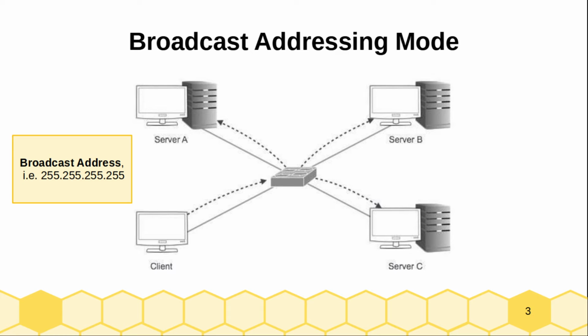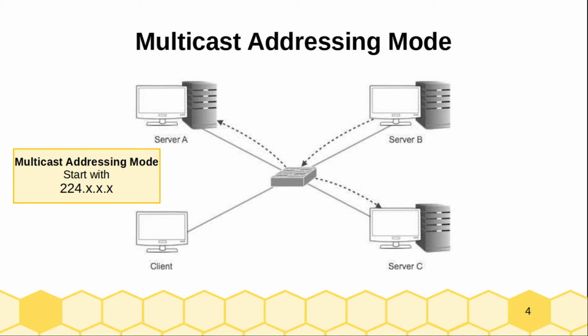Okay. In multicast address mode, this mode is a mix of the previous two modes, unicast and broadcast. The packet is sent neither to a single host nor to all the hosts on the segment. In this packet, the destination address contains a special address which starts with 224, like 224.x.x.x. This is a multicast address, starting from 224, and it can be entertained by more than one host.